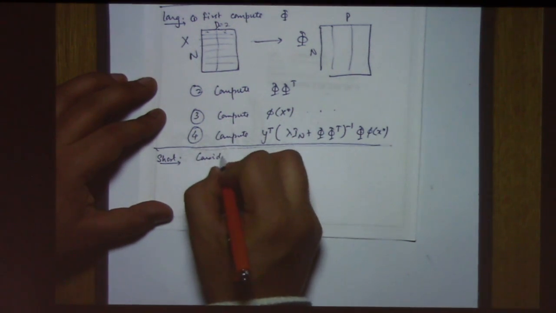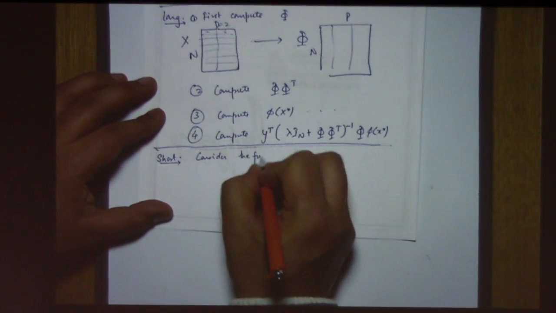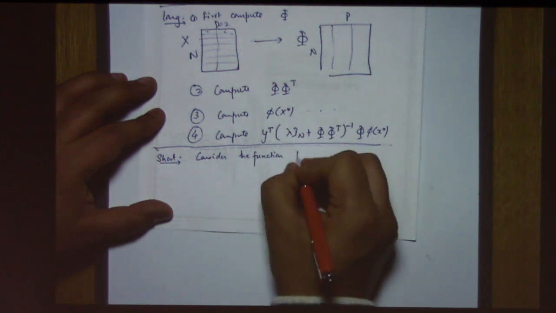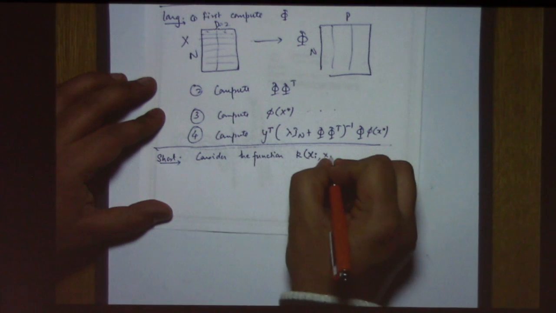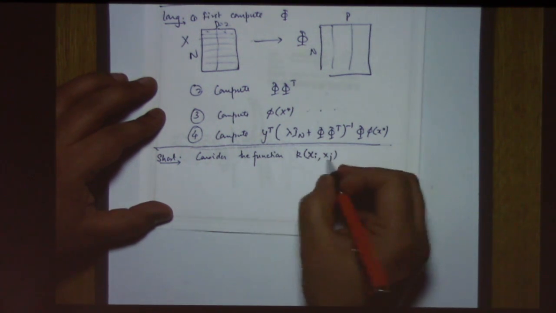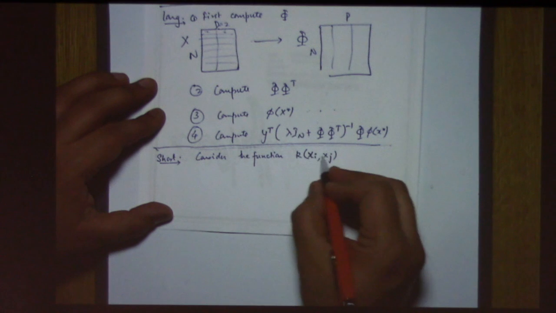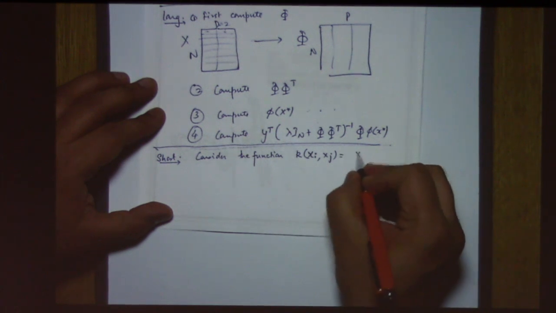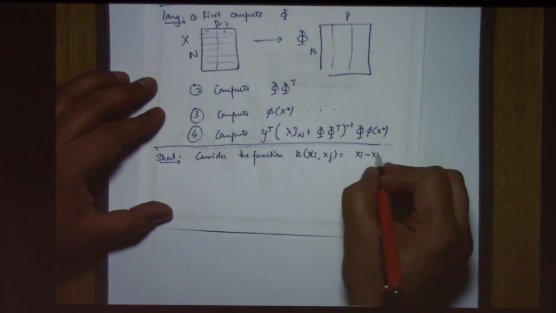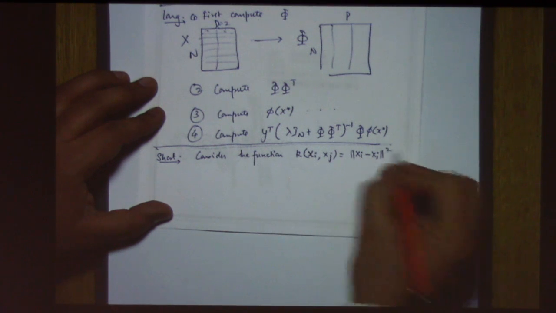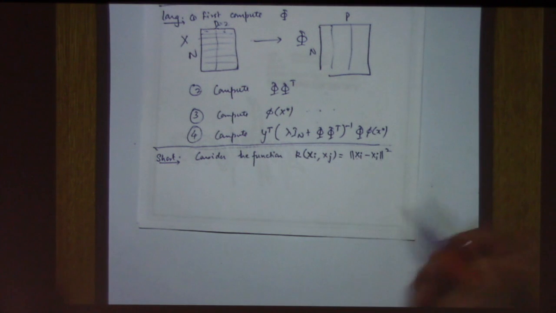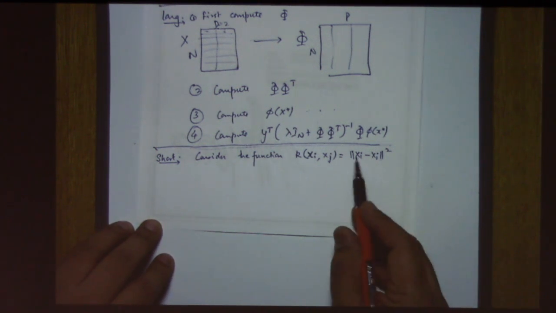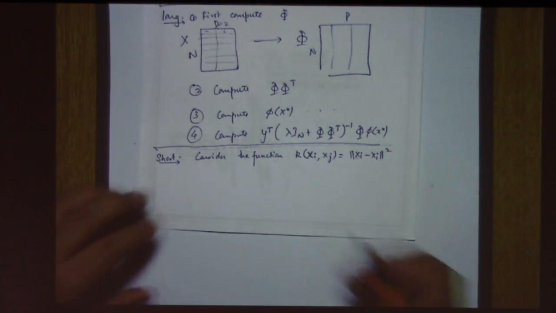Consider the function k, which takes two data objects in the original d-dimensional space. Let's say this function is nothing but the square of the modulo of xi minus xj. So this is just the square of the Euclidean distance between these two vectors, right?